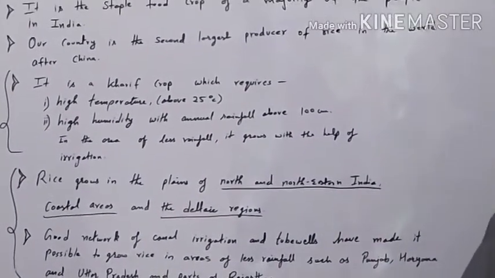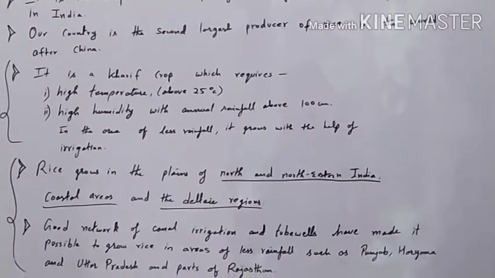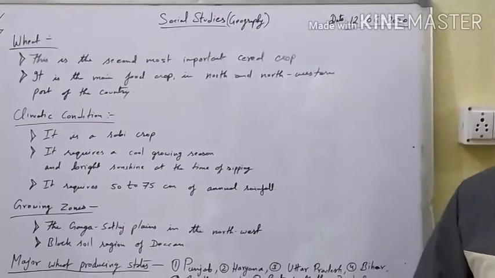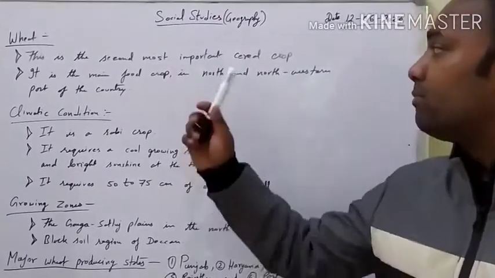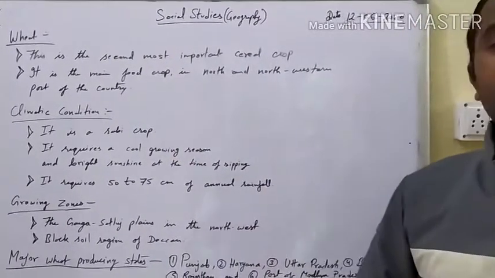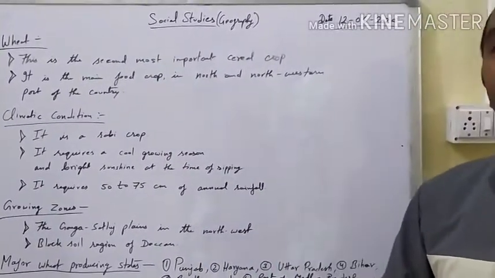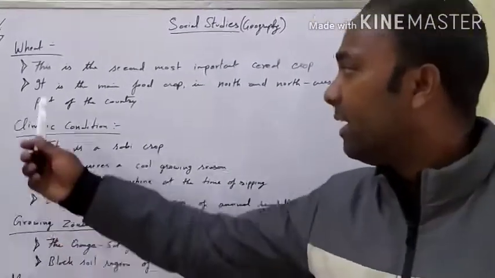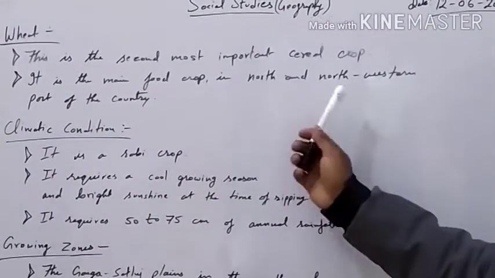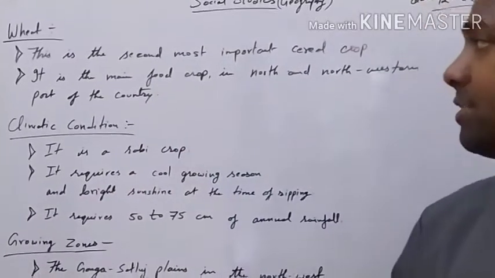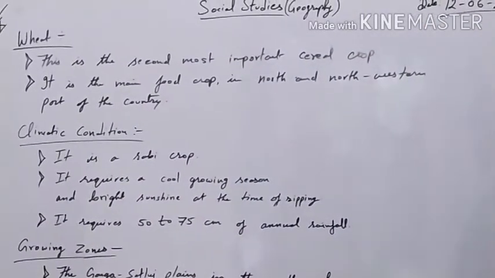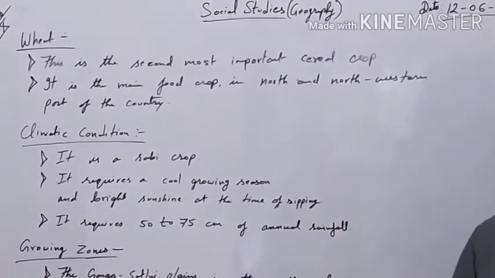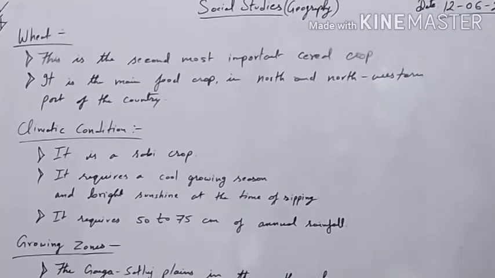Now let us understand about another major crop, that is wheat. It is one of the important cereal crops, the second most important cereal crop after rice. It is the main food crop in the north and northwestern part of our country. Wheat is liked by most of the northern and northwestern people living in our country.